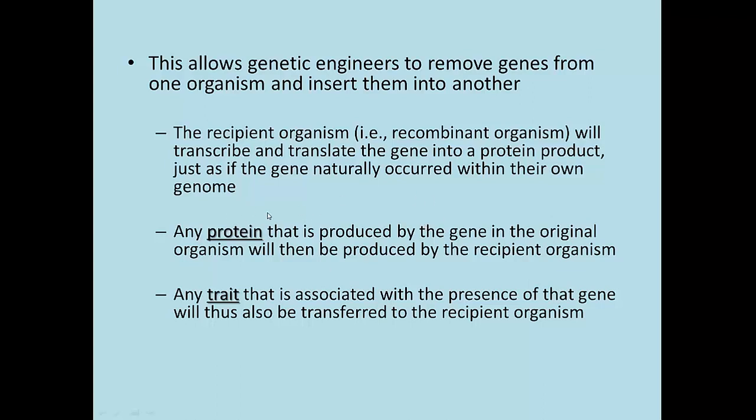Therefore, any protein that's associated with that gene will be produced by the recombinant organism. Now, since proteins ultimately provide traits and characteristics, any trait associated with that protein will also go along with the transplanted recombinant gene. Okay, so you have the addition of a gene that adds a new protein to the cell, and the protein creates a new trait.